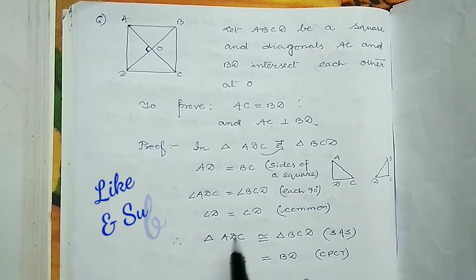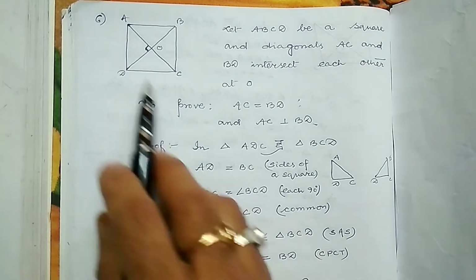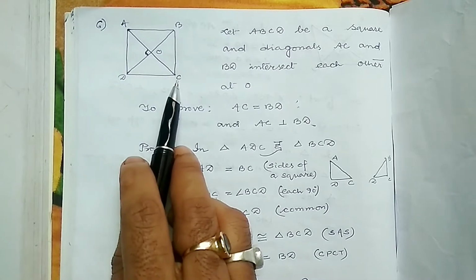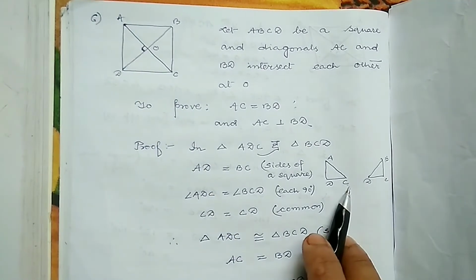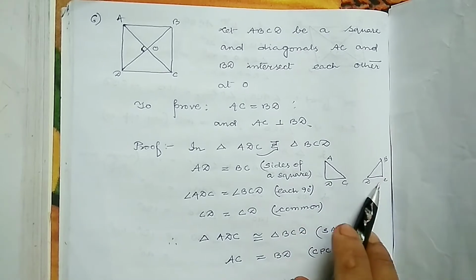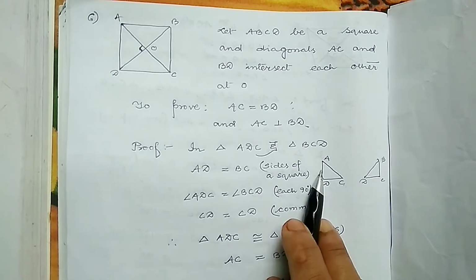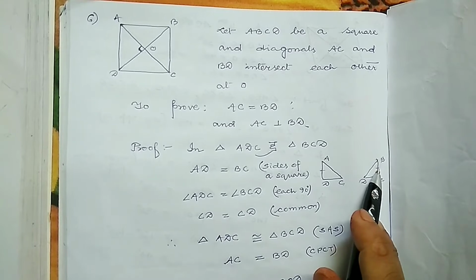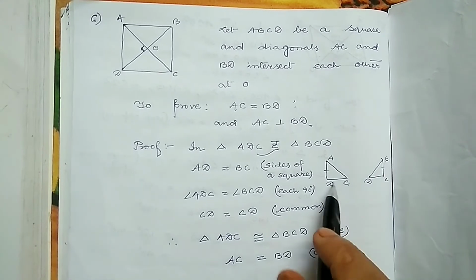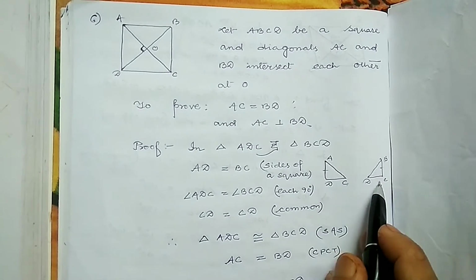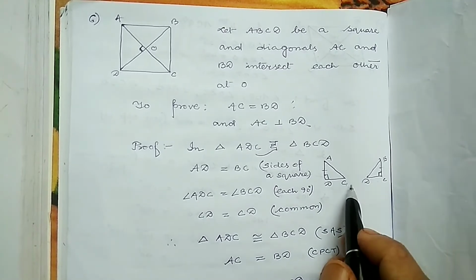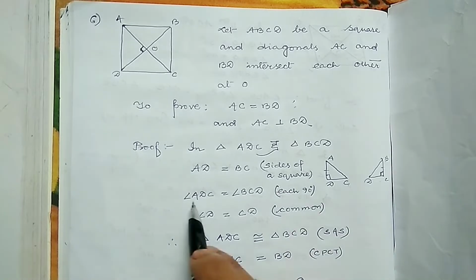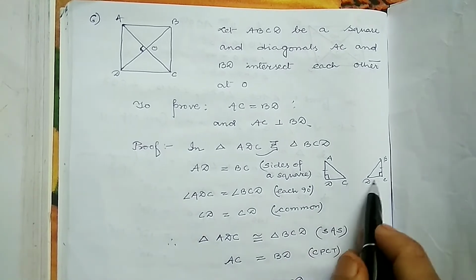Okay. So first of all we are going to take two triangles ADC and BCD. If I draw it separately for our understanding, in triangle ADC and BCD, AD equals BC, because we know all the sides of a square are equal. So AD equals BC. This angle is 90, this angle is 90, because all the angles of a square are always 90 degrees. So second part and third part, CD and CD common.